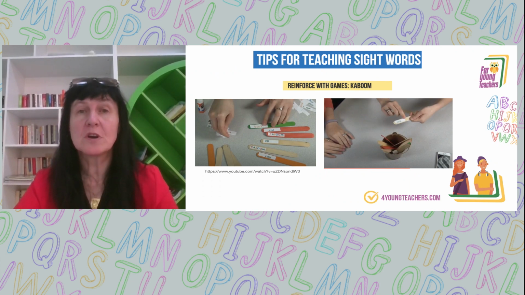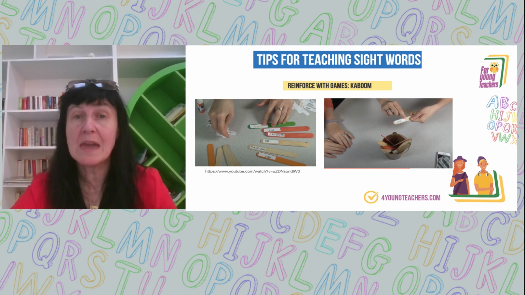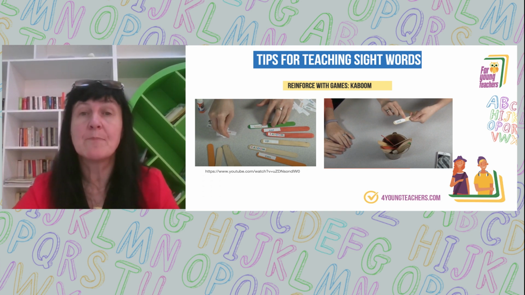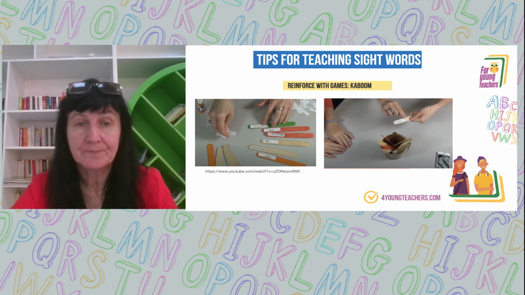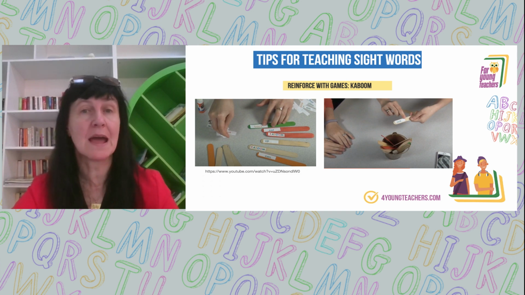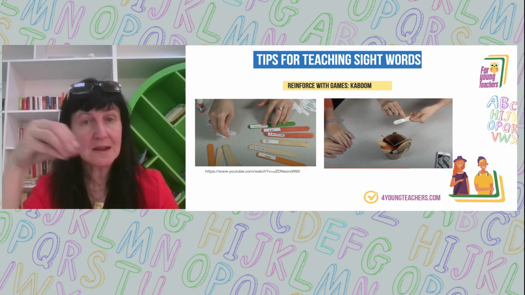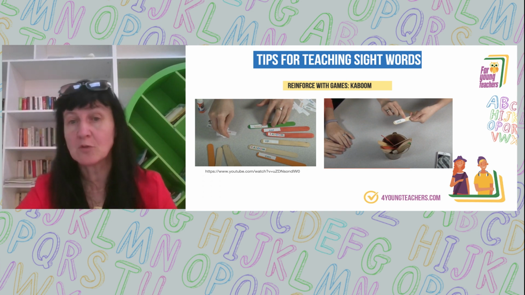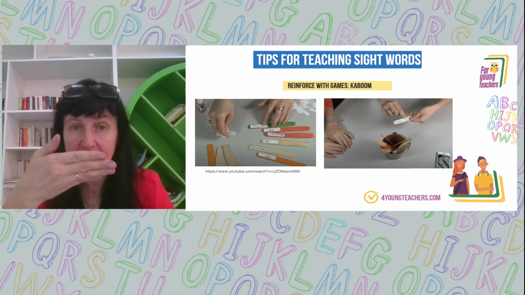You can reinforce with games. For example, the game Kaboom. Write each of the sight words on a popsicle stick and place all the sticks in a container. Then write the word Kaboom on several blank popsicle sticks and place them in the container as well. Take turns pulling a popsicle stick out of the container and reading the word written on it.